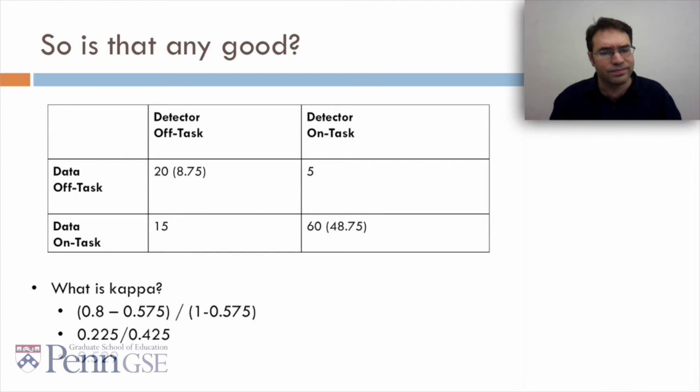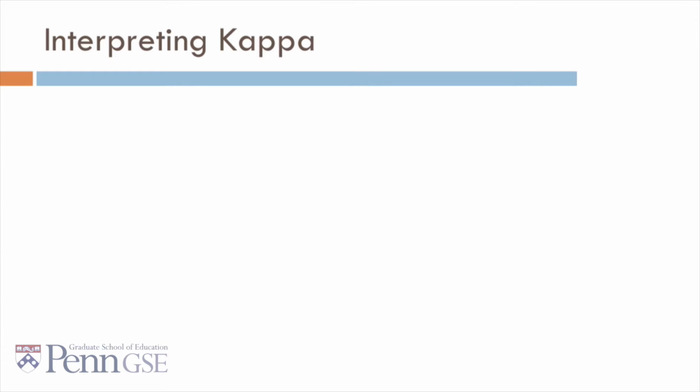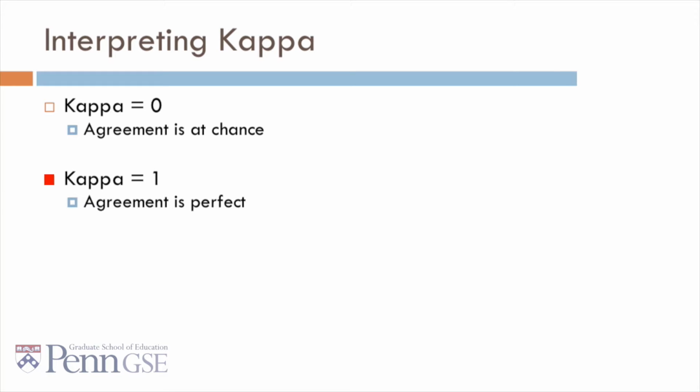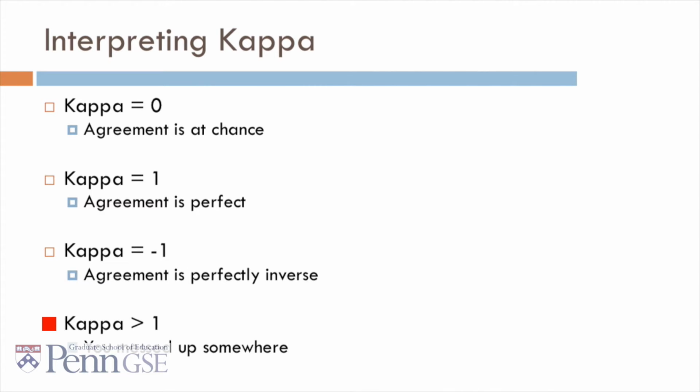What do you think? So here's how you interpret kappa. If your kappa is 0, then your agreement is chance. If your kappa is 1, then your agreement is perfect. If the data says something, your model is going to say exactly the same thing. If your kappa is -1, then your agreement is perfectly inverse. Whatever the data says, the model will say the exact opposite. That can actually kind of be useful in a weird way, but it's not really something you want. And if your kappa is greater than 1, you messed up somewhere.